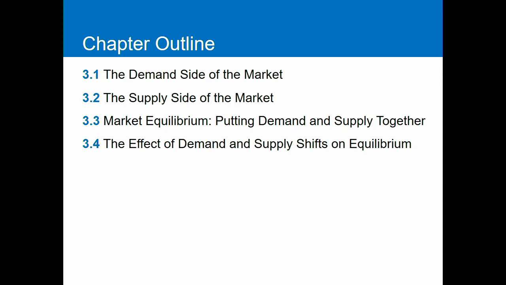Then we'll look at market equilibrium. So we'll put together the supply and demand curve, look at where they intersect, or where they cross, and learn about the implications from that. And then finally, we'll look at the effects of supply and demand shifts on equilibrium. So equilibrium is when the amount demanded is the same as the amount supplied. It's like the best point to get to in the market.